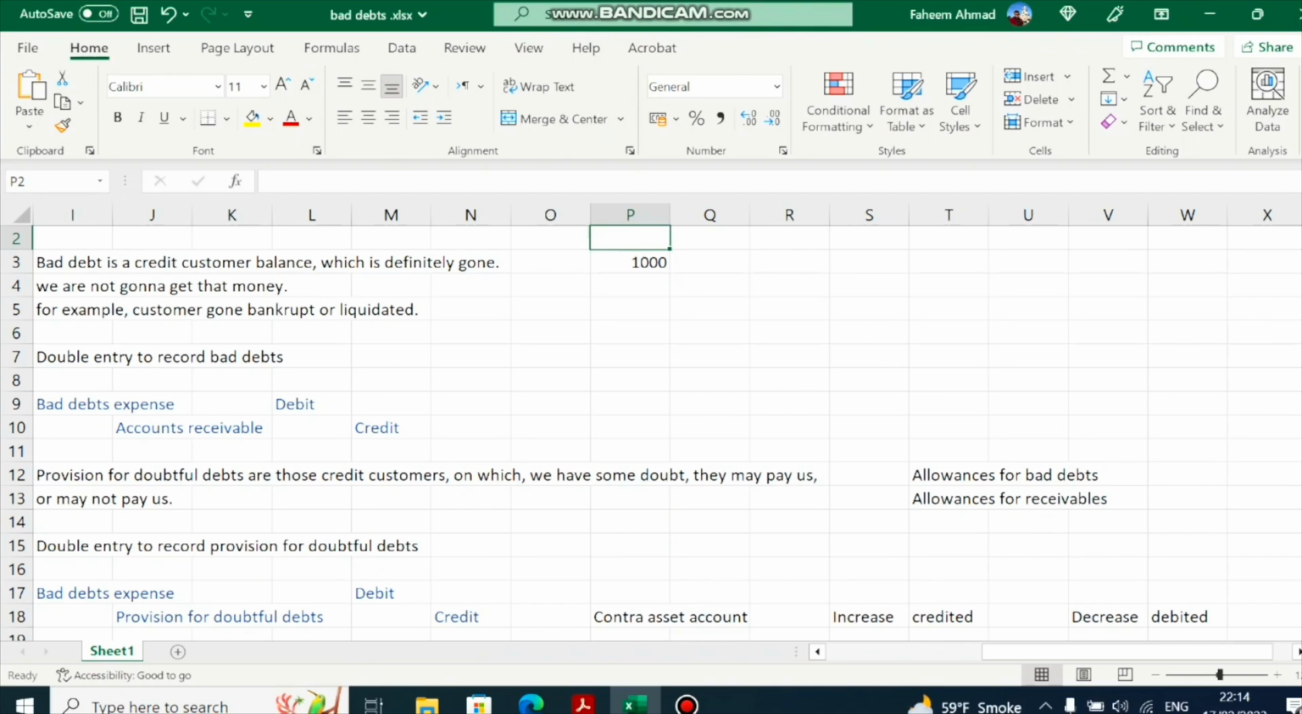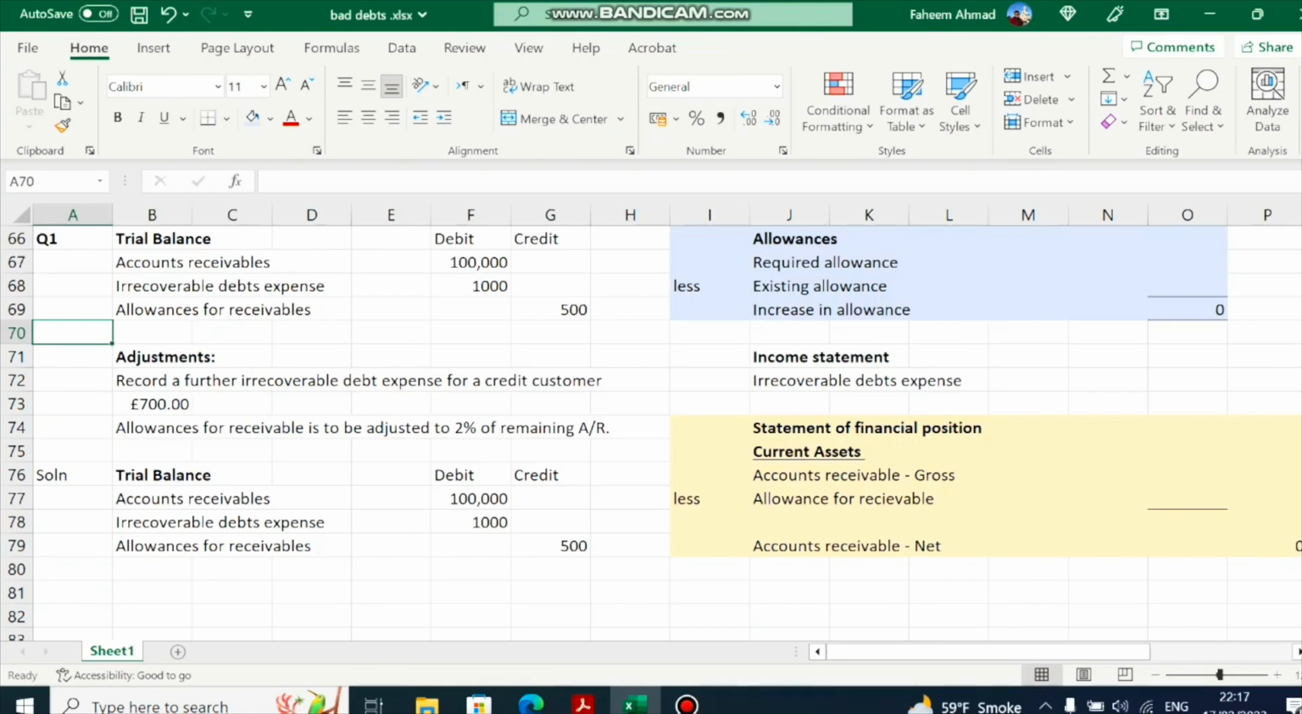Okay, at this stage, we can solve some examples. In question number 1, you can see there is a trial balance and we have account receivable balance, irrecoverable debt expense debit balance, and allowances for receivable balance. In adjustments, they have given us: record a further bad debt expense or irrecoverable debt expense from a credit customer, 700. So we have already seen the double entry to record a bad debt expense. I'm going to pass that entry.